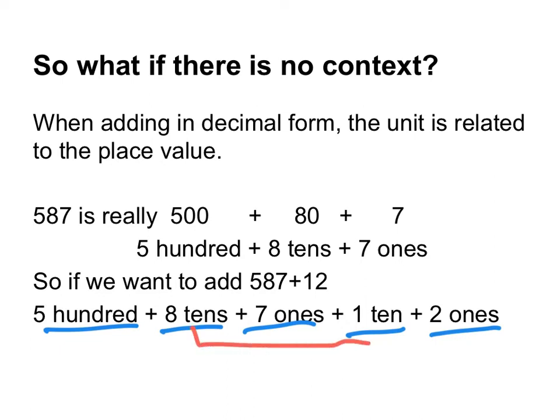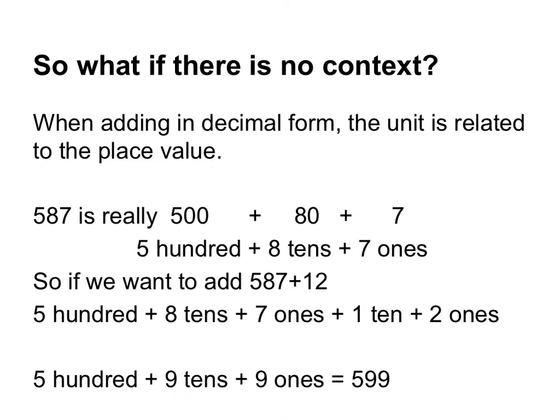So I'm going to put my tens together, I'm going to put my ones together, and then my 100 is going to stay by itself. So I have 500 coming from here. I have my tens coming from 8 tens and 1 ten. And then I have my 7 ones and my 2 ones to create 9 ones. And so now I have 500, 9 tens, 9 ones, which is 599.